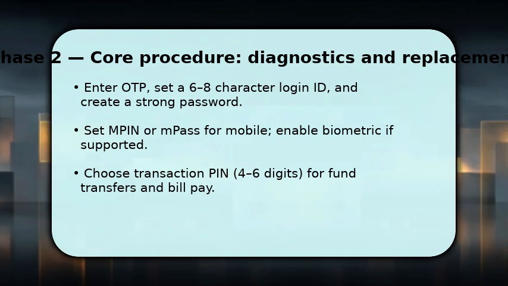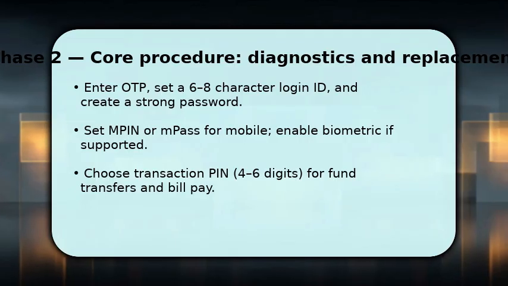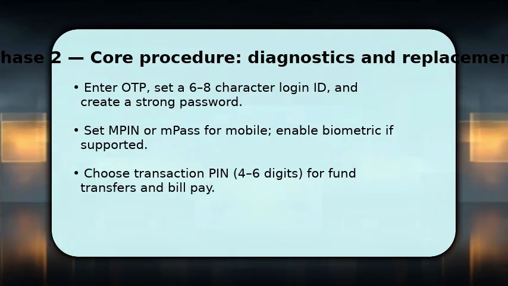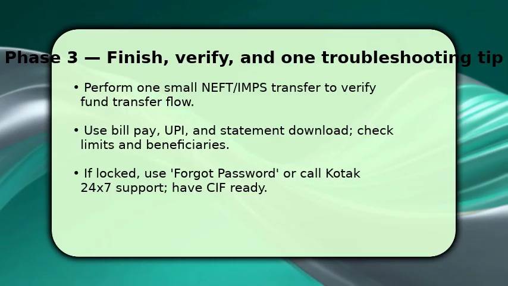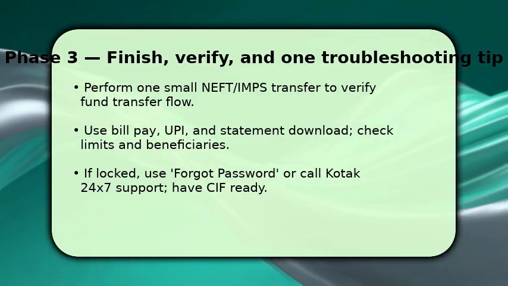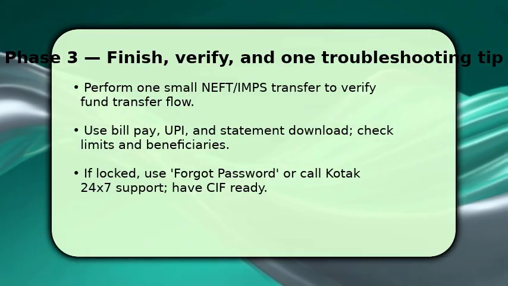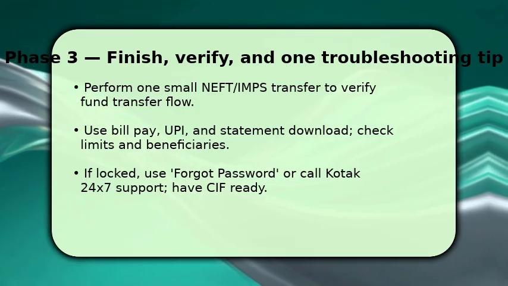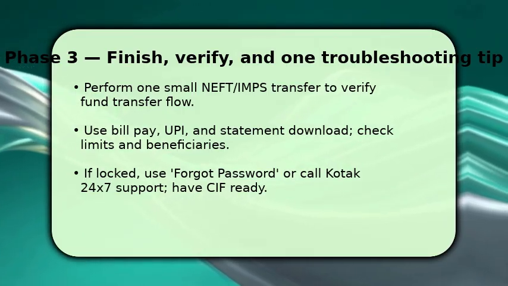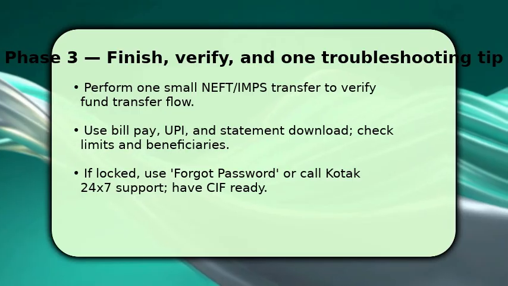To finish, perform a small NEFT or IMPS transfer to a verified beneficiary. This confirms beneficiary setup, limits, and transaction PIN flow. Explore bill pay, UPI, fixed deposit booking, and e-statements. Review transaction limits and beneficiary settings to avoid surprises.